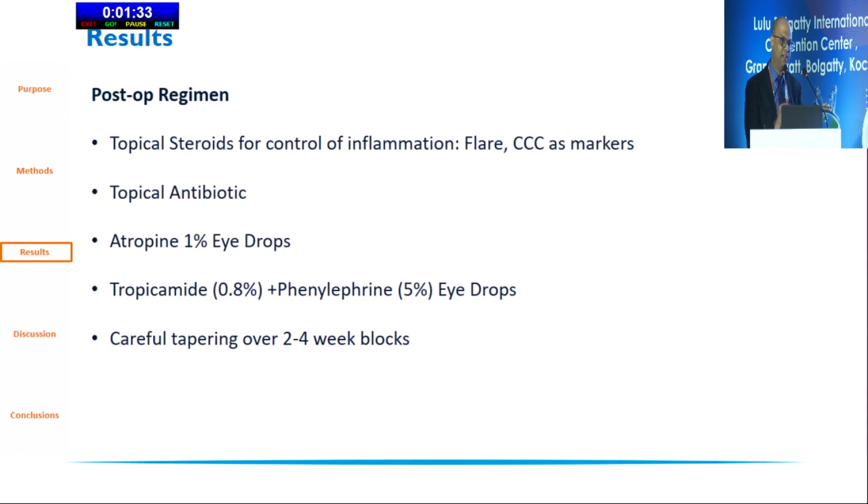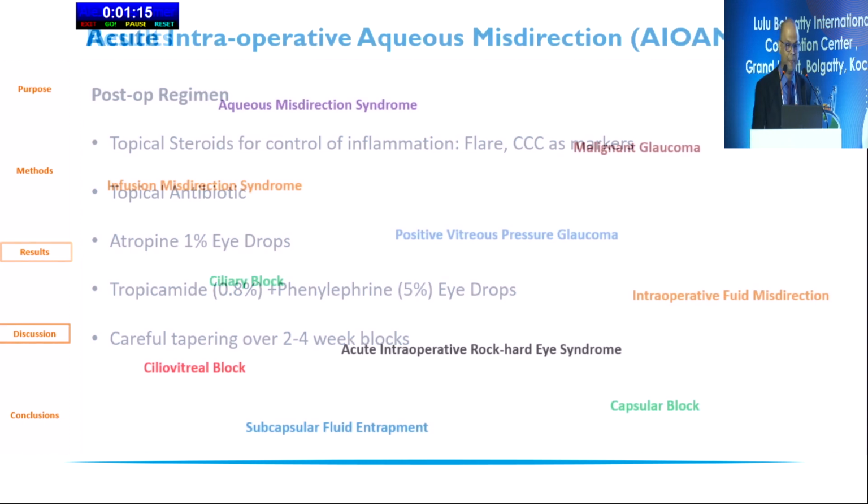It's very important that in these patients we use a combination of mydriatic cycloplegic by using atropine and a tropicamide phenylephrine combination for a prolonged period, and gradually reduce the frequency and the number of drugs over a period of 2 to 4 week blocks and not suddenly stop them.